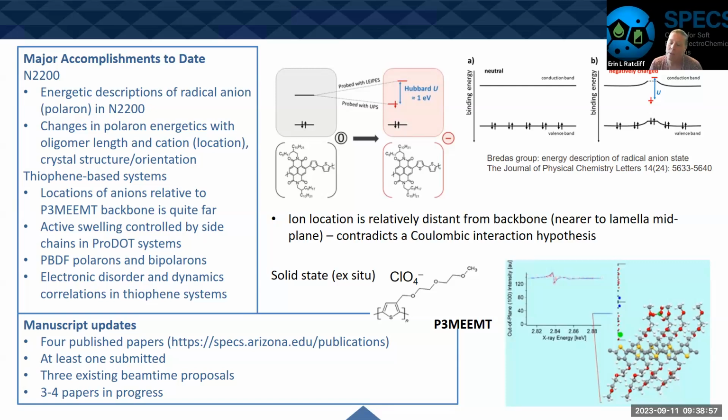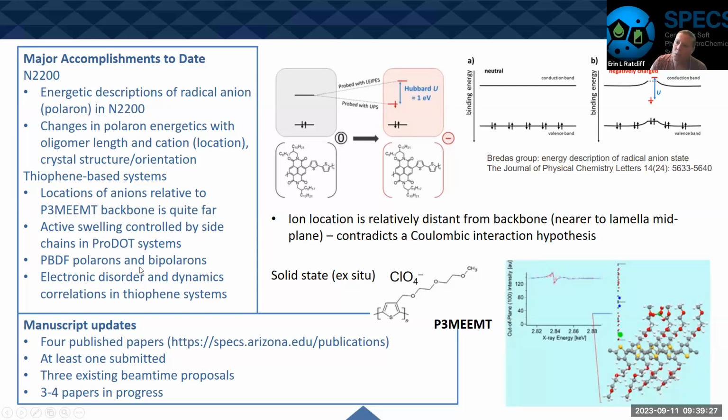On the other side, on the p-dopable side, we have the thiophene-based systems. We have some work from Chad Risko and Mike Toney's groups looking at where the anions are. This was published in Chemistry of Materials, and this is also a very interesting result in that the anion does not sit close to the conjugated backbone, but instead is farther up in the side chains, and is really not part of this coulombic interaction that's generally been hypothesized.